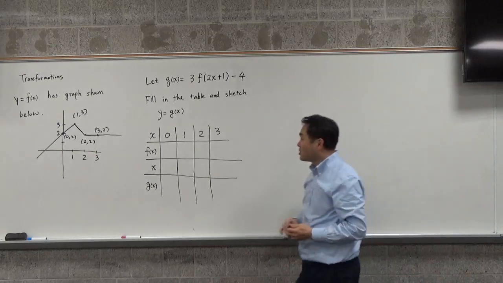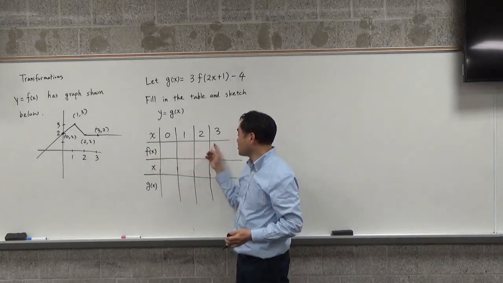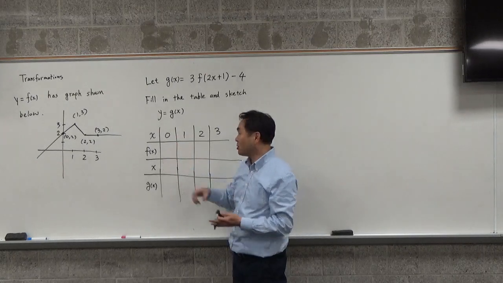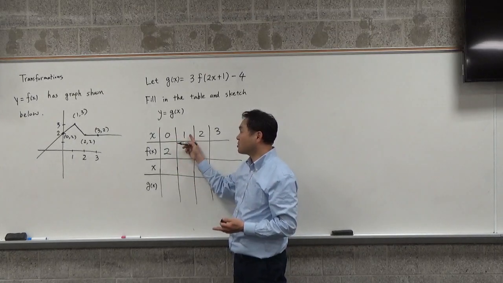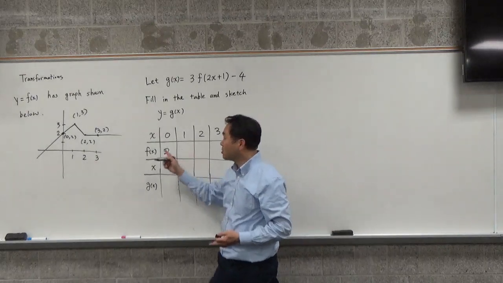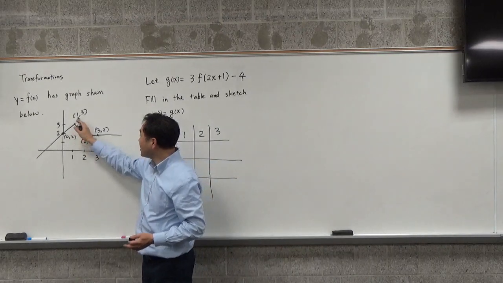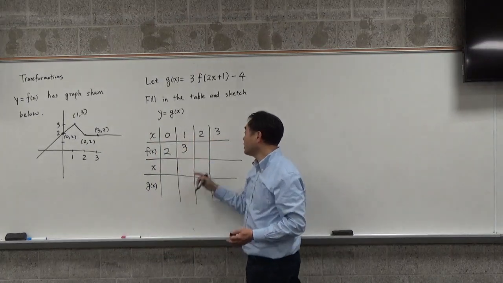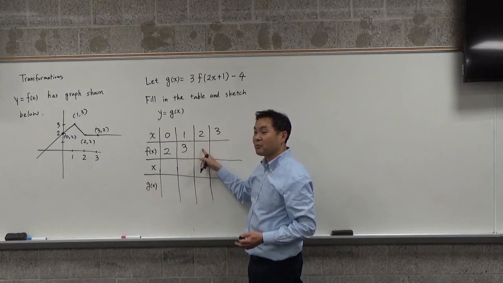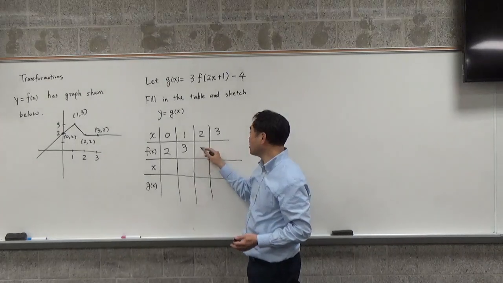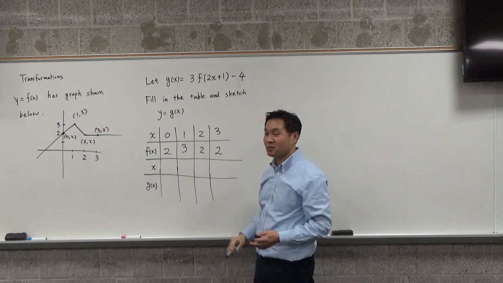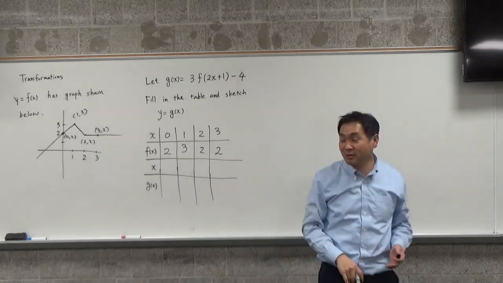So first of all, let's look at the graph and fill this table in. At x equals 0, what's the value of f? 2. At x equals 1, what's the value of f? Somewhere between 2 and 3. No, (1, 3), right? So you know the value is 3. When x is 2, f has the value of 2. And at 3, also 2. Okay, so that makes it a bit convenient.